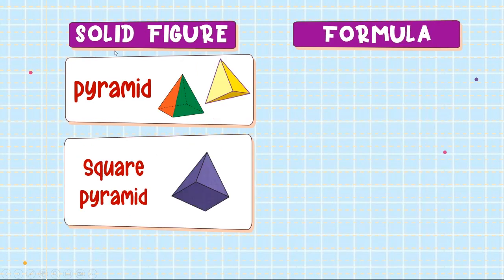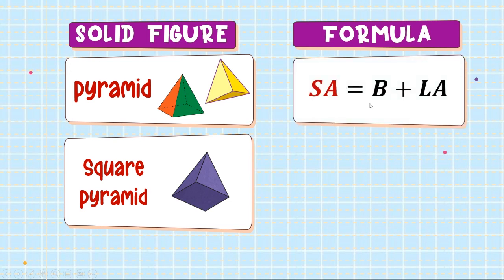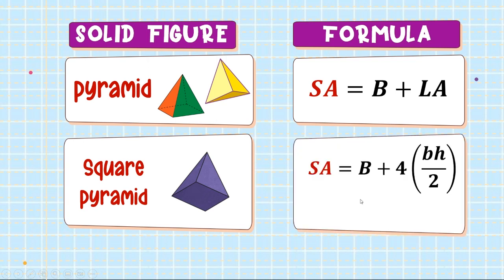Now for the pyramid, the surface area is equal to the area of the base plus the lateral area. If the base is triangular, find the area of the triangle and then add the lateral area. If the base of the pyramid is square, you find the area of the square and then add the lateral area of the pyramid. And then this would be the square pyramid.